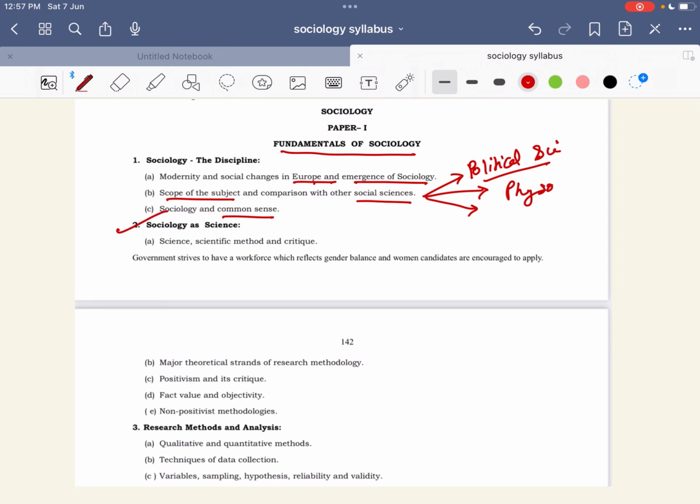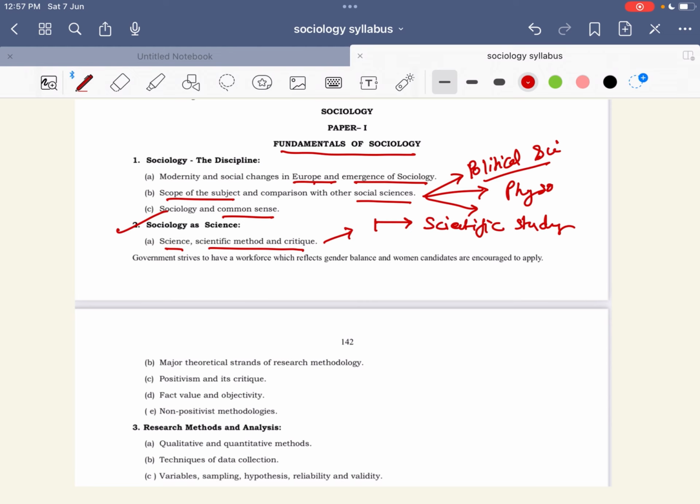Then there is sociology as a science. Then science, scientific method and its critique. In this you will learn that there are some sociologists who are of the view that sociology is nothing but the scientific study of society. Okay, and these sociologists are of the view that sociology is also like a science. What we study as science in the 10th class, or general science and technology, sociology is also science, but it is a science of society.